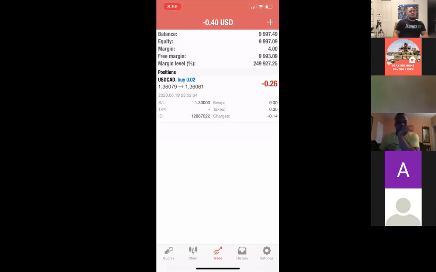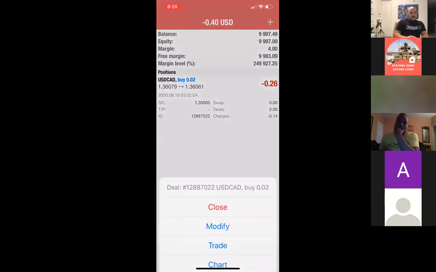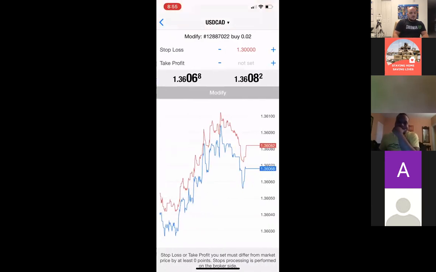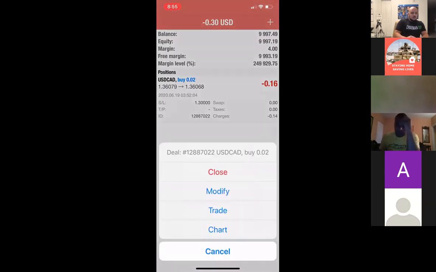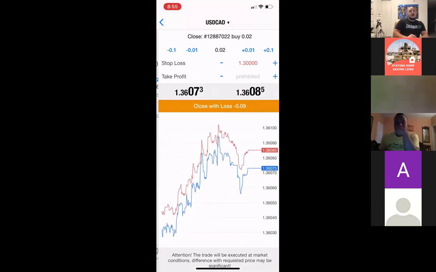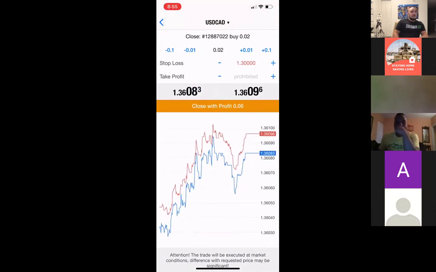Let's say I was in profit. You go to modify, and you don't have to, I'm sorry, not modify. You click it and you press close. Now, if it was in profit, it would close in profit.